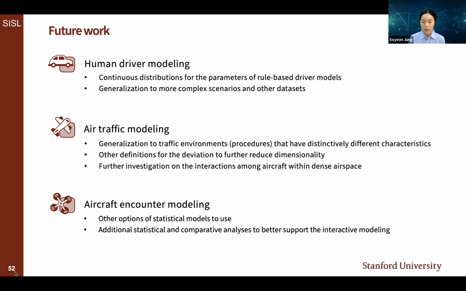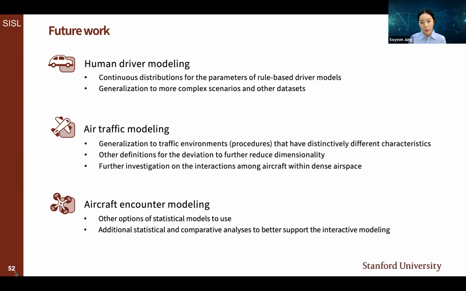Here are some potential directions for future study. For the driver modeling domain, we can explore other probability distributions for the parameters of underlying rule-based models to better represent the actual human behavior. Also, we can analyze the generalizability of our model to more complex scenarios and other data sets. For the air traffic modeling domain, we can investigate how to generalize the trained model to traffic environments that have distinctively different characteristics than the training data.